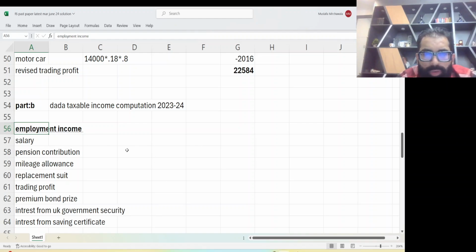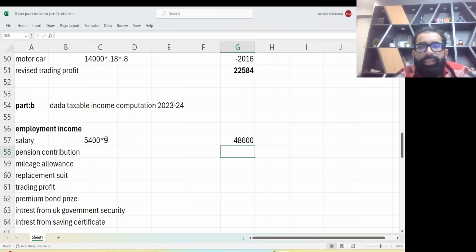Now for employment income, the salary is for how many months? Salary is for 9 months. 5400 into 9, because he did the job for 9 months. 5400 into 9 is equal to 48,600. 48,600 is your salary. Then the employee's contribution in the occupational pension scheme is a full-time allowed expense. You go and check the question, so it is going to be 2340.